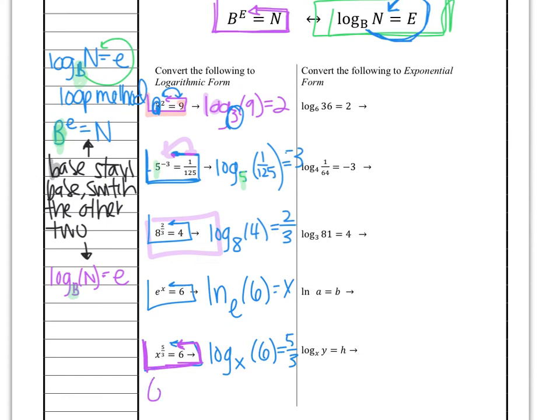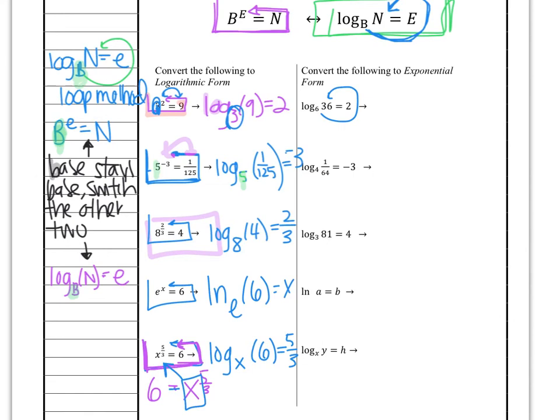Now, if this had been reversed, 6 equals x to the 5/3, and you're like, oh, I don't know how to use my L. Well, guess what? You can just switch the equation back around to this form, and you're okay. Or think about base stays base, switch the other two. Okay? Now, if we're switching from logs to exponential form, you can do your loop method, or you can do base stays base, switch the other two. It's up to you. Both work in the same exact way.